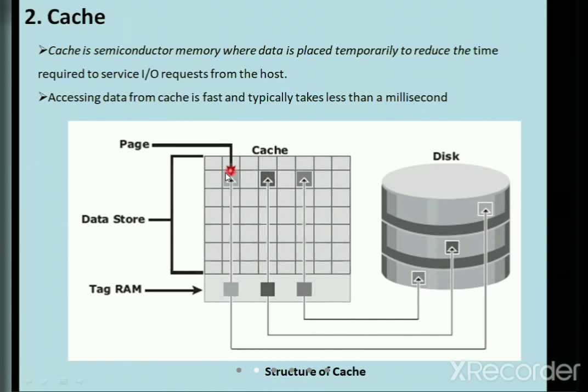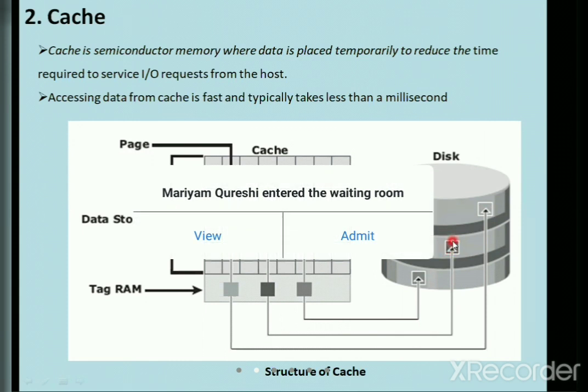That means if the content or data that the user is requesting is available in the cache, then we tag that RAM, stating that yes, this page is available for me. Suppose the data is not available, then what does the cache do? The cache takes the content from the disk and makes it available to the users.